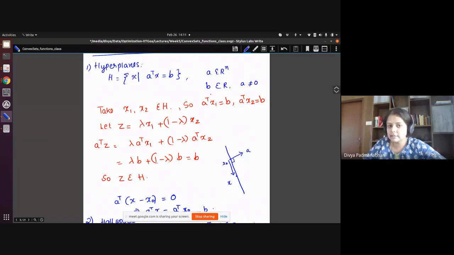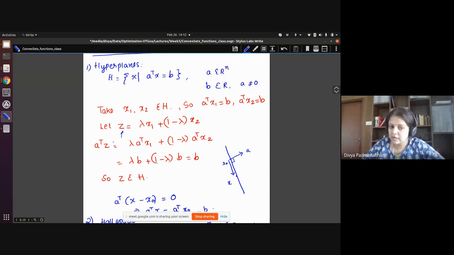Okay, so this is a convex set, and the proof is quite simple. It goes by the definitions itself. If you take any two points x1 and x2 belonging to this set, you have the relation that A transpose x1 and A transpose x2 are both B. If you take a convex combination of these two points, that would be this z.